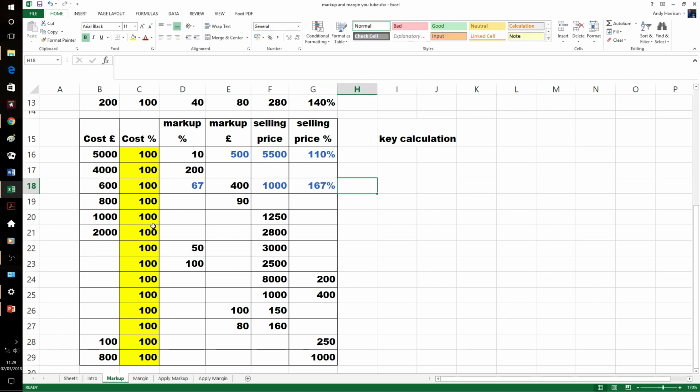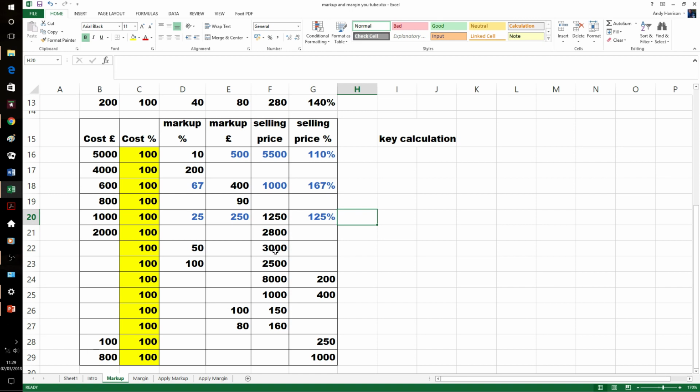So, a variation on the theme then. We've got the cost, we've now got the selling price, so the markup will just be the difference. And then as a percentage of the cost. So 25% markup, the selling price will be 125%.